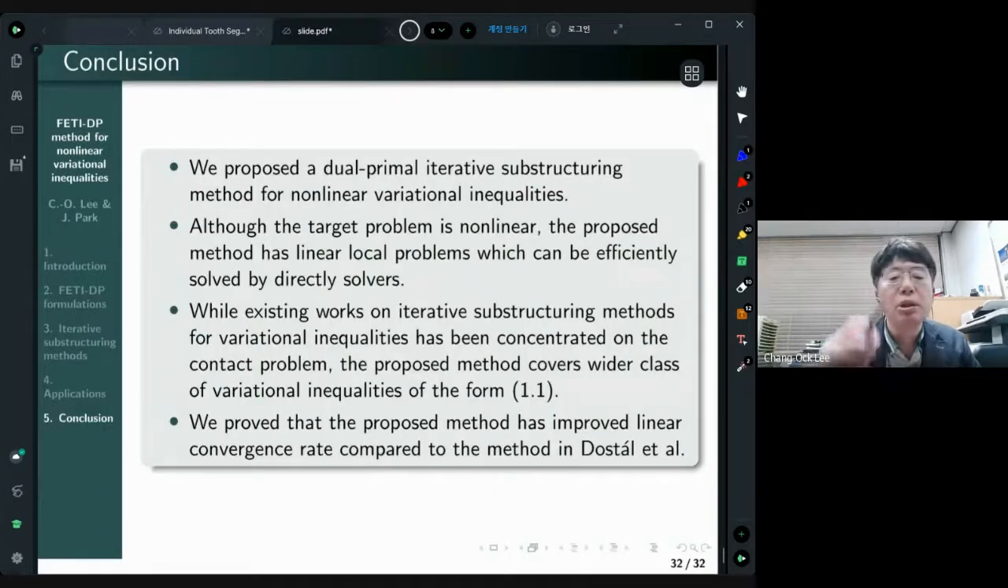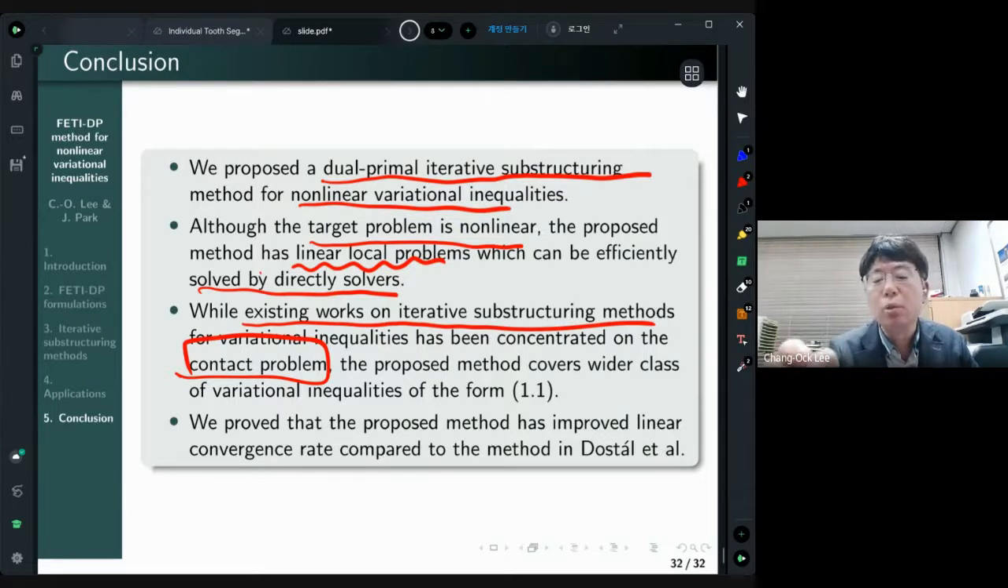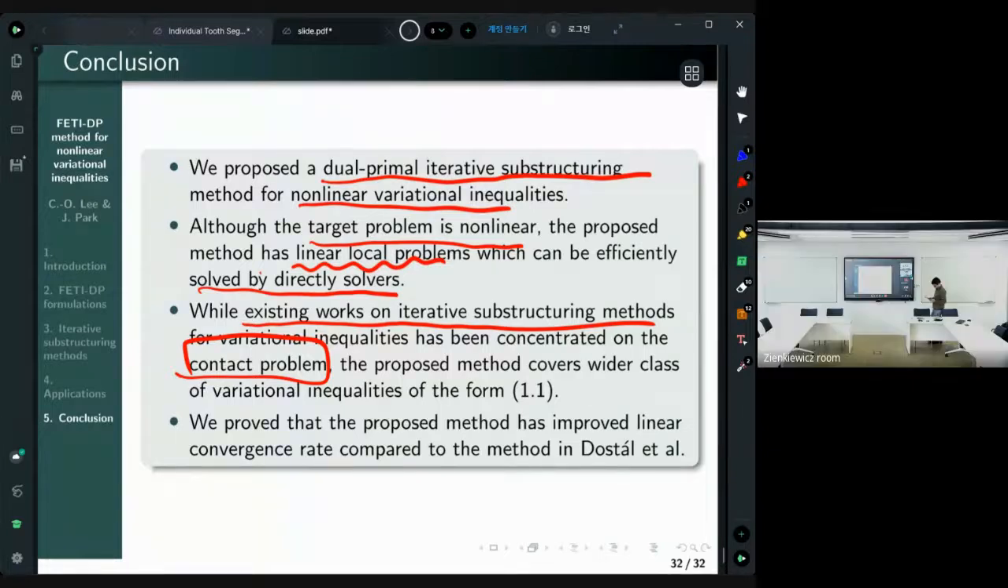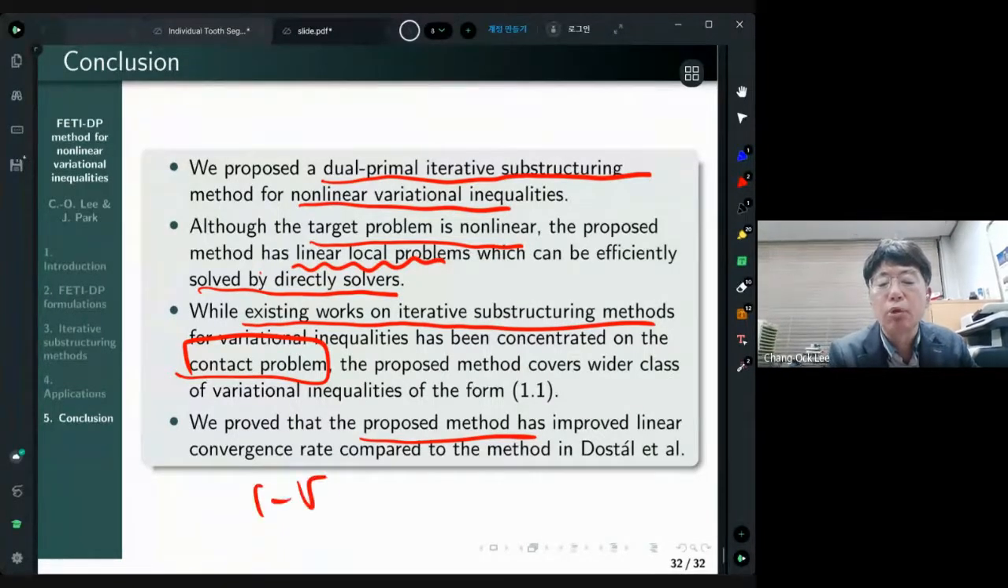Okay, so let me give some conclusions. We proposed a dual-primal iterative substructuring method for nonlinear variational inequalities, and although the target problem is nonlinear, the proposed method involves linear local problems which can be efficiently solved by direct solvers. Existing works on iterative substructuring methods have been concentrated on contact problems. Actually, the Dostal algorithm works on contact problems, but our proposed method works on more general problems, contact problems and obstacle problems. We also proved that our proposed method has an improved linear convergence rate, 1 minus square root of q, while the Dostal algorithm is 1 minus q. Okay, thanks for your attention.